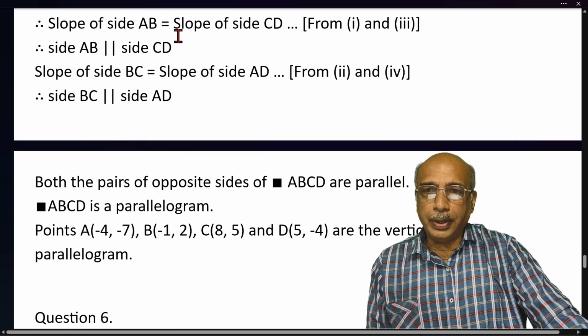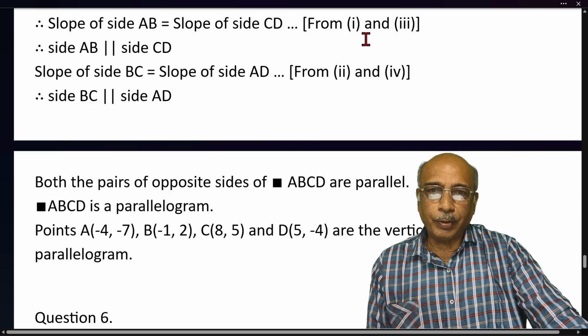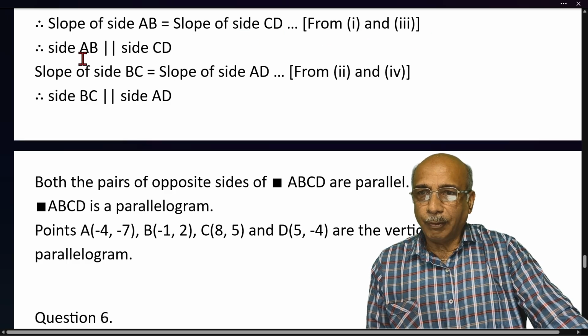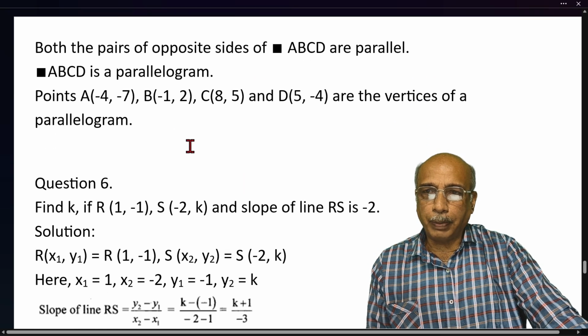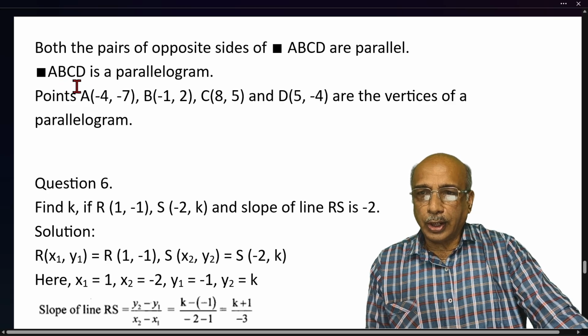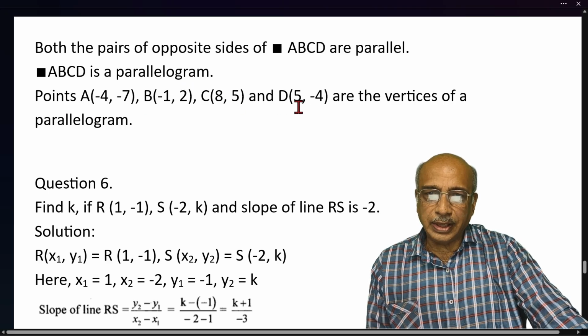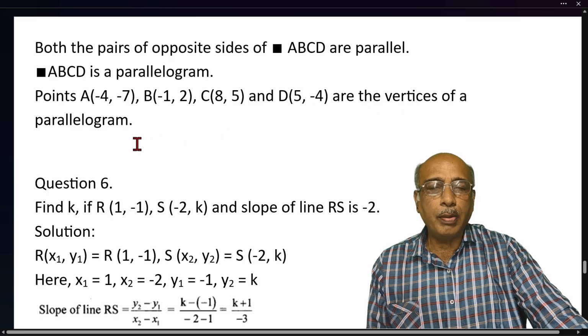Slope of side AB equals slope of side CD, from 1 and 3. Therefore, side AB will be parallel to CD. Slope of line BC equals slope of line AD, from 2 and 4. Therefore, BC will be parallel to AD. Both pairs of opposite sides of the quadrilateral are parallel. Therefore, quadrilateral ABCD is a parallelogram. Therefore, the given points A, B, C, D with their coordinates are the vertices of a parallelogram.